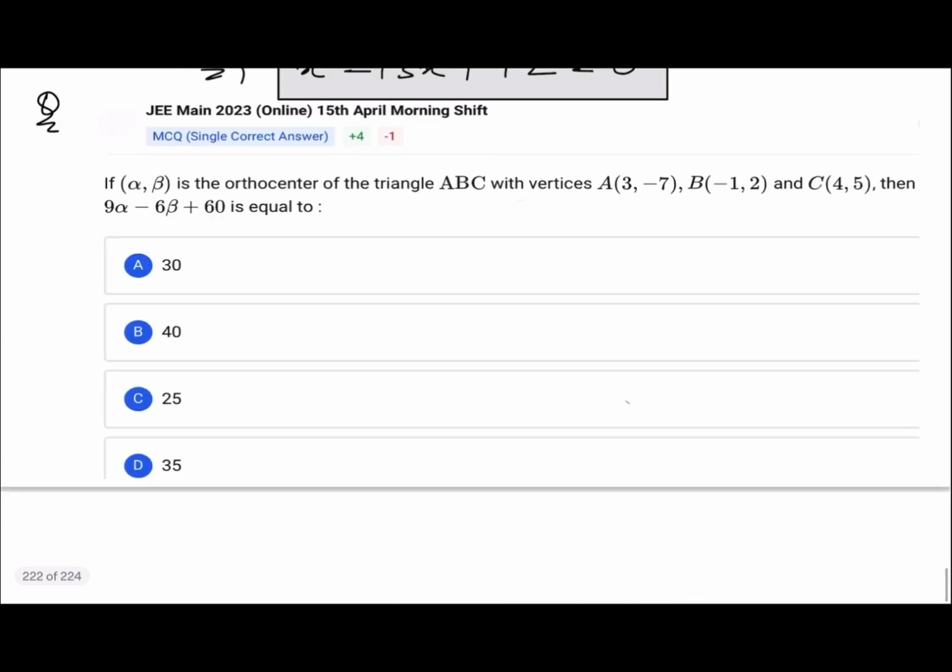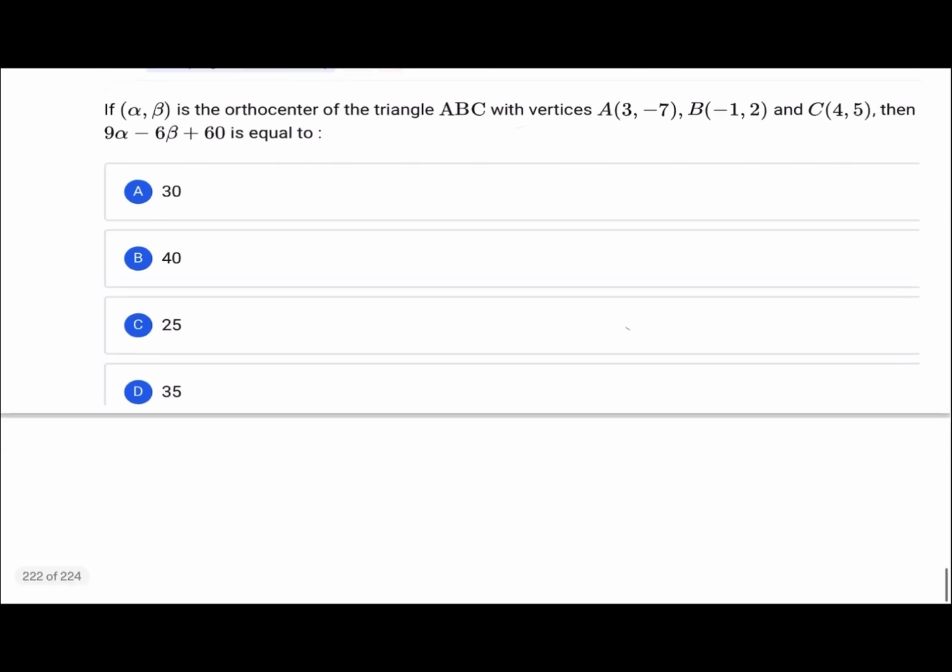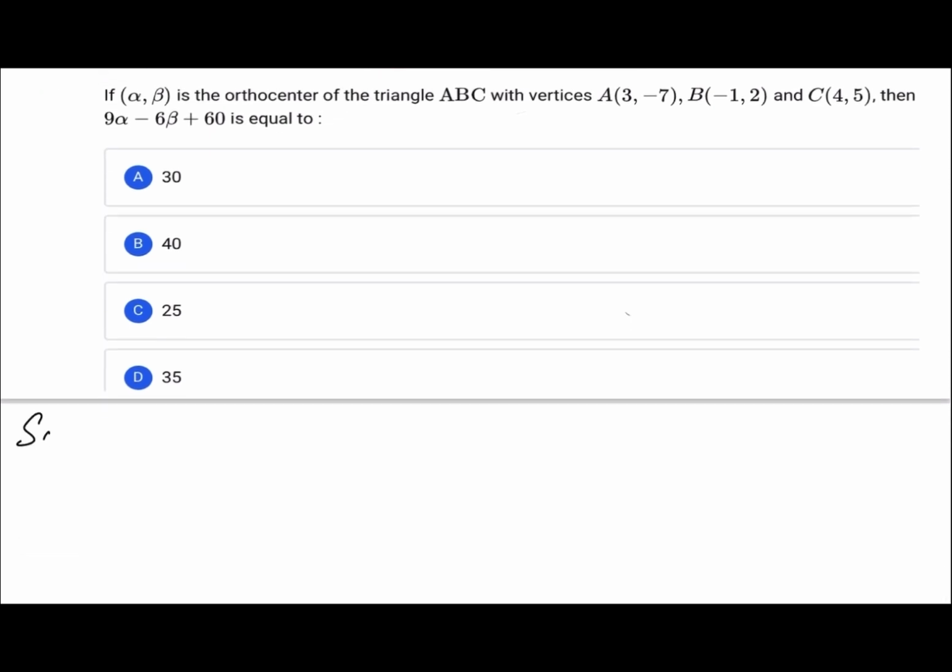So students, the question is, if alpha comma beta is the orthocenter of the triangle ABC with vertices A 3 comma minus 7, B minus 1 comma 2 and C 4 comma 5, then 9 alpha minus 6 beta plus 60 is equal to, I have to find this one, but for this I have to find the orthocenter or alpha comma beta first.